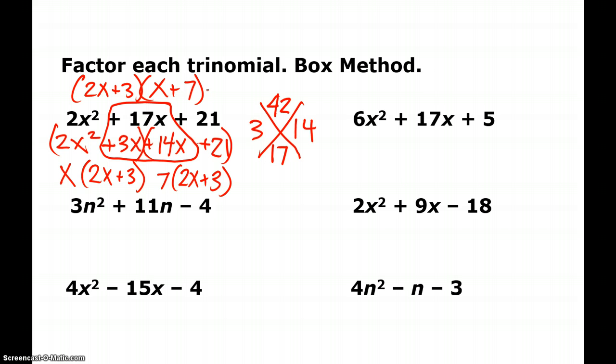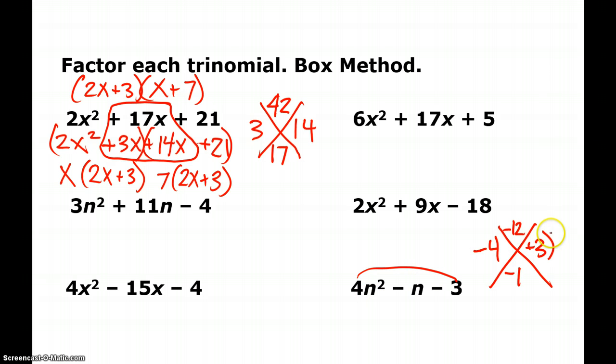Okay, I'm not going to do all of these. Let's do some with some negatives in it. Let's try this one down here. So I'm going to do what multiplies to negative 12 and what adds to minus 1. It's going to be minus 4 plus 3.